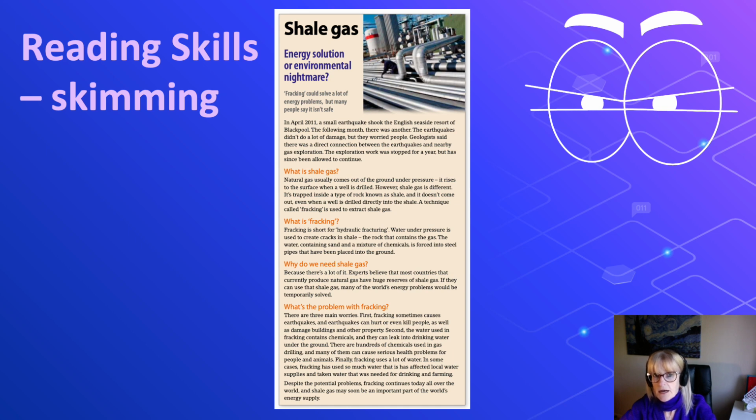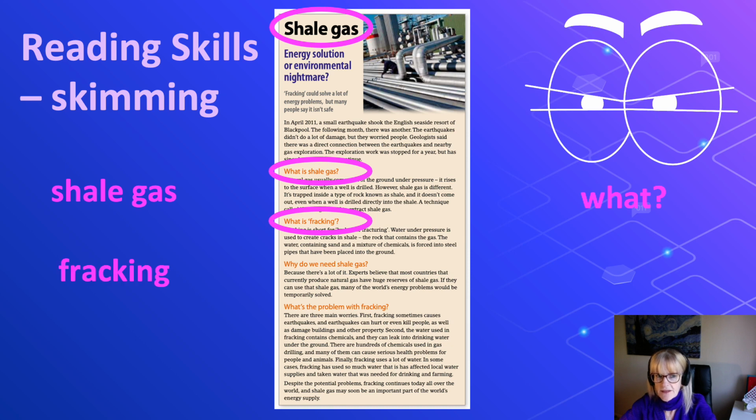Try that with a second example. This time our reading is about shale gas. I don't know what shale gas is, so I'm going to skim through and see what other information I'm going to get. I can see here it says, what is shale gas? If I read that information there in that paragraph, I'll find out what shale gas is. And then it talks about something called fracking. I don't know what fracking is.